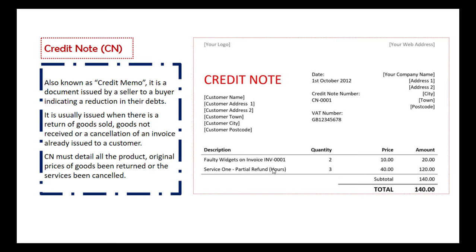Cancellation of an invoice already sent or issued to a customer. So for example, when the invoice is sent to the customer and it is detected that there is an error on the invoice by either side, and the invoice has to be cancelled for a new one to be generated. So a sample of the credit note is shown to the right.